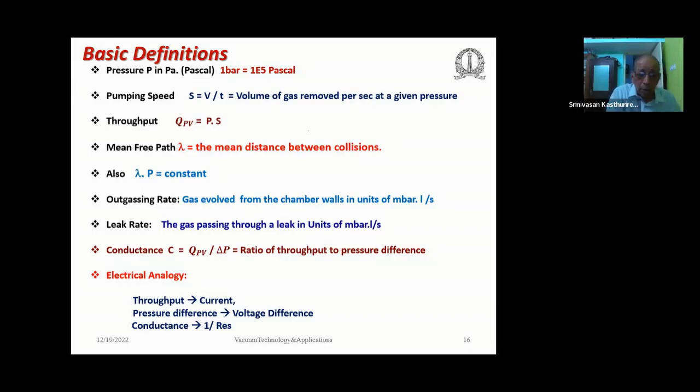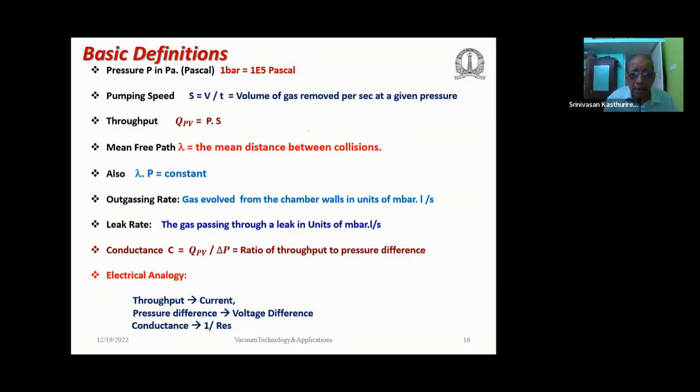These water molecules will try to come out. So the gas evolved from a chamber wall, in units of millibar, is what you call the outgassing rate. Now the process of removing the gas molecules, you call it degassing.